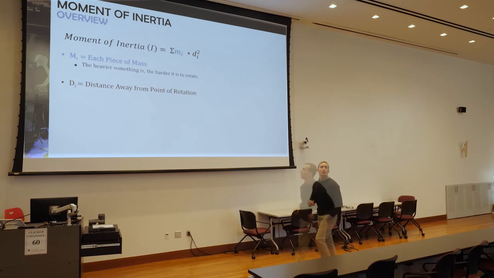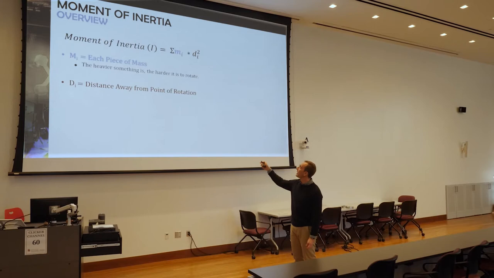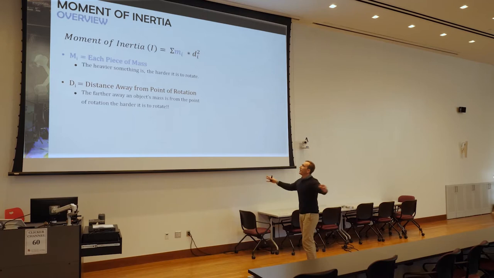What's also going to be important is the distance, which is how far each tiny little piece of mass is away from the point of rotation. And you can actually see that that has the biggest factor of all because that term is squared. So what that means is that the farther away an object's mass is from a chosen point of rotation, the harder it's going to be to rotate that object.